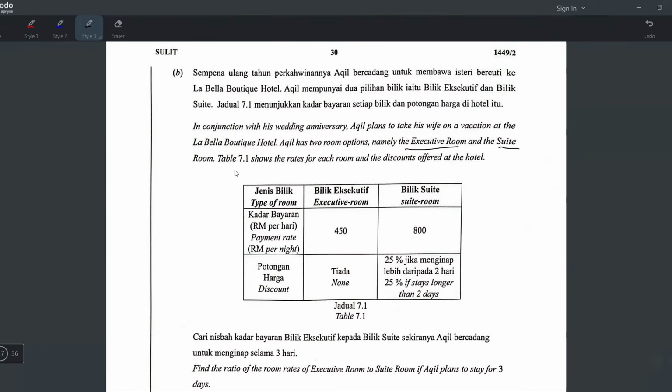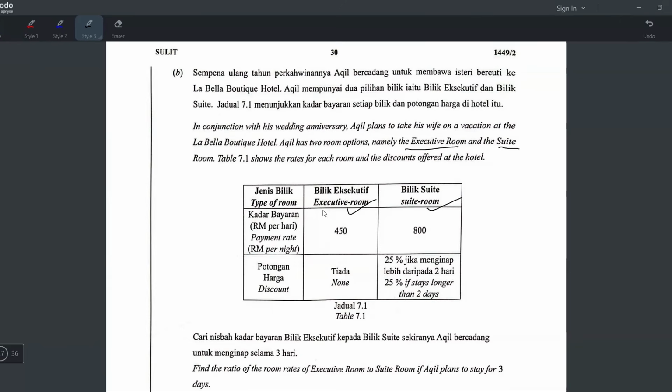Suite room. Table 7.1 shows the rates of each room and the discounts offered at the hotel. So there are 2 types of room: the executive and the suite room. The payment rate for one night is RM450 for executive and RM800 for the suite room. Maybe it's because the suite is higher class, that's why it's more expensive.